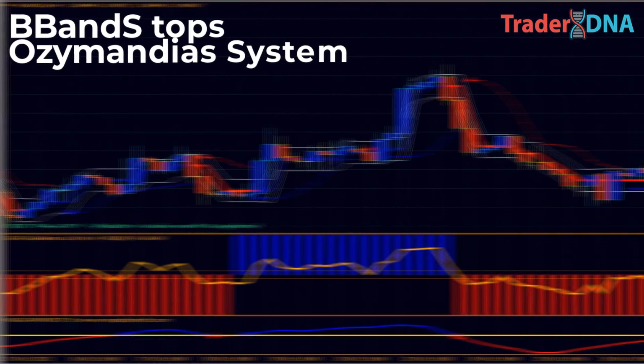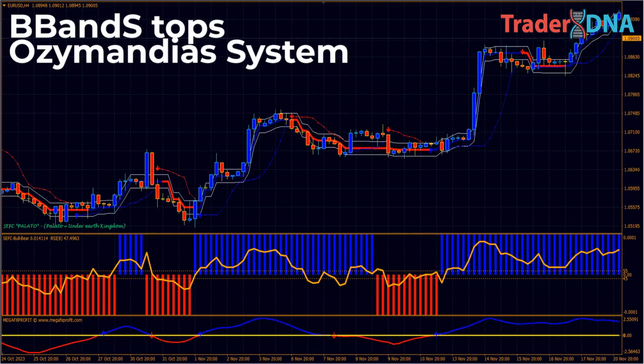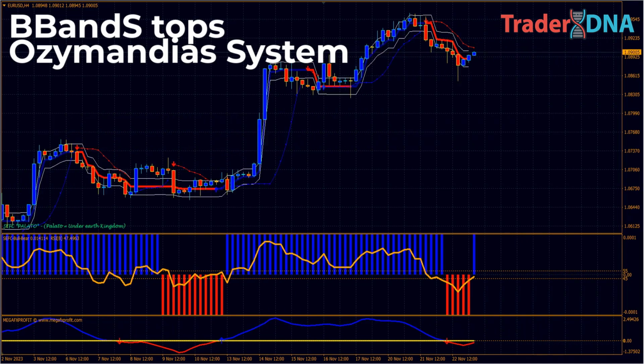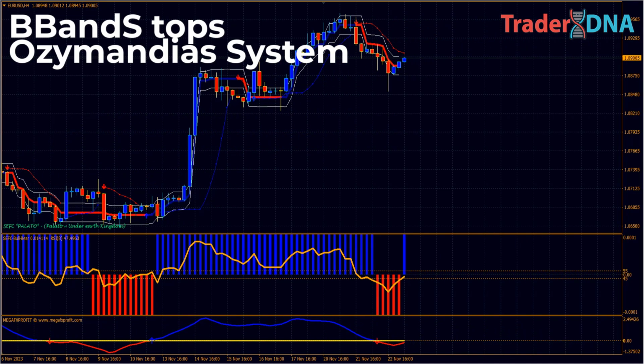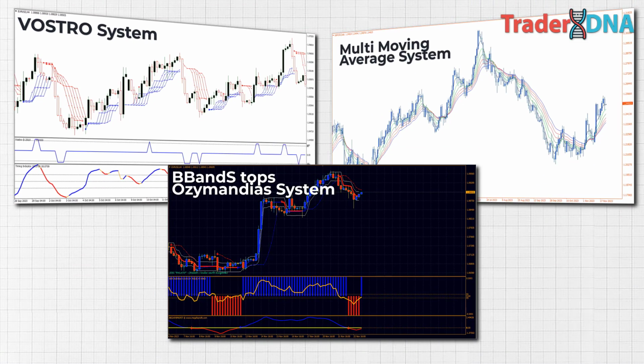the Vostro system. Thirdly, the B-Band's Topps-Ozymandias system makes it easier for traders to do price action trading and predict which way the trend might go during a ranging market by using Bollinger Band calculations. By employing these trading strategies, you can swiftly analyze across all markets and time frames. As seen in the chart, identifying trend and momentum becomes quick and effortless.